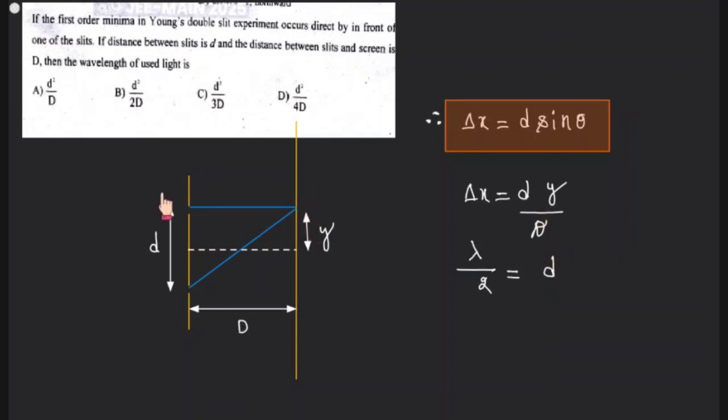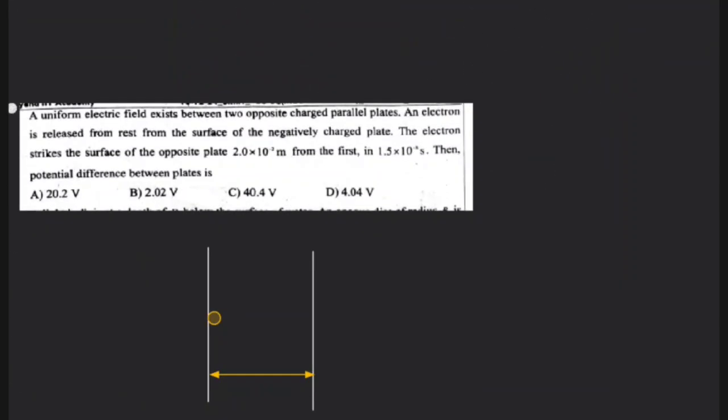Therefore d here, and y is how much? Y is nothing but half of this d, which is d by 2, again into capital D. Therefore this 2 gets cancelled and you get lambda equal to d square by capital D. That is the answer for the question. Option is A, right?